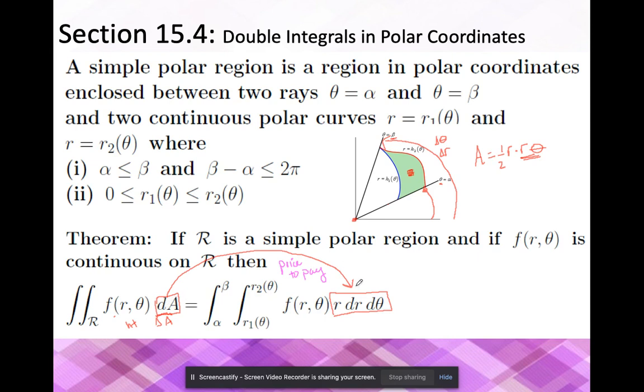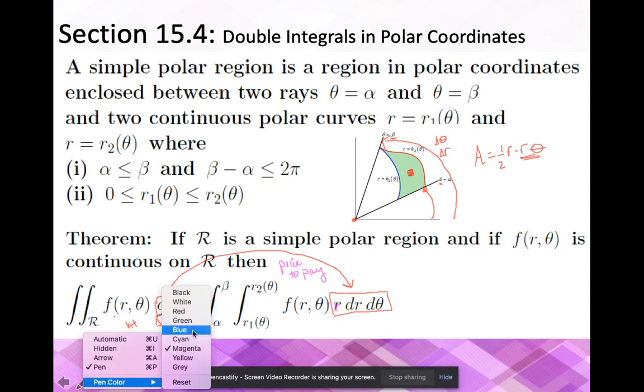The price to pay for transforming dA into polars is this extra r. And then I have dr and d theta. Okay, but don't forget that price to pay. Oftentimes, if you drop that extra r that's in there, your integration isn't possible still, or is incredibly nastier. So please don't forget the price to pay for going from rectangular to polars.